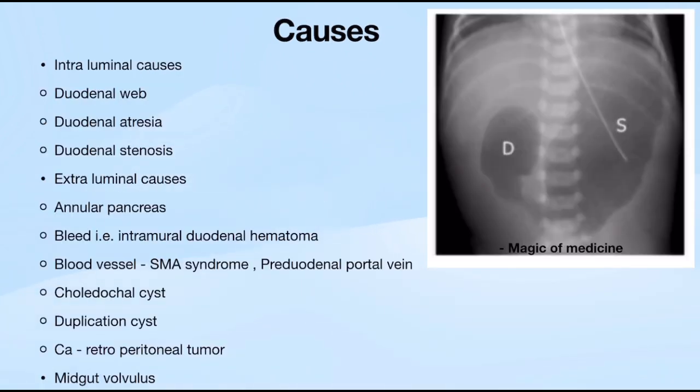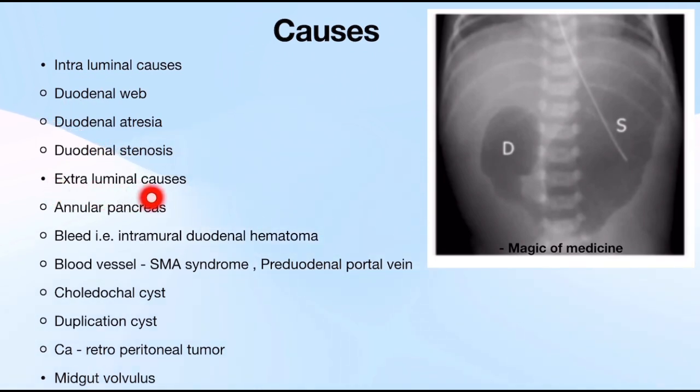Now coming to the causes. The most common cause of double bubble sign is duodenal atresia. However, we will read all the causes. So we have divided the cause list into 3 points: intraluminal causes, extraluminal causes, and midgut volvulus. Intraluminal causes include duodenal web, duodenal atresia, and duodenal stenosis. Any duodenal cause which is obstructing the duodenum from its lumen is an intraluminal cause.